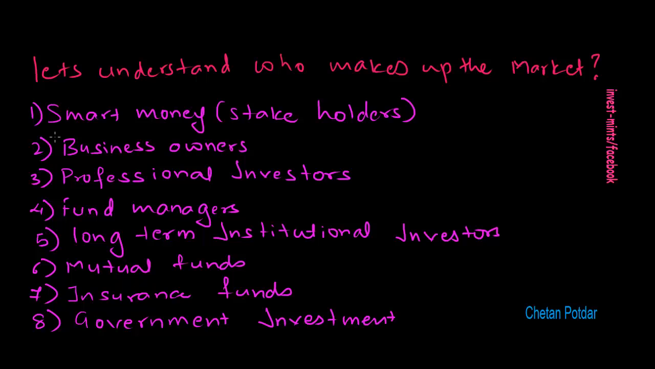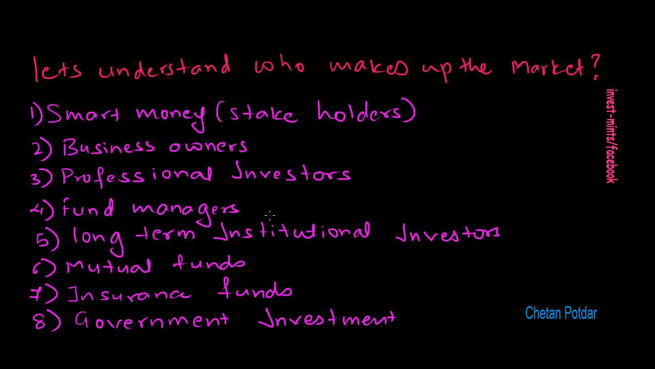The first person is whom we call smart money. Smart money are basically stakeholders. These are the people who have holdings in certain companies. They are there for a longer term, and they are basically the buy and hold type. So they act as business owners or somebody who is controlling businesses. There are also professional investors, a lot of them. One of the professional investors could be Warren Buffett. They again are for the longer term.